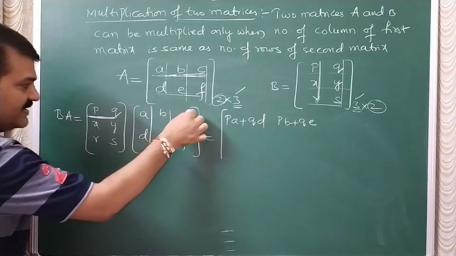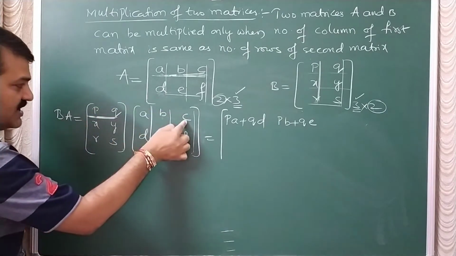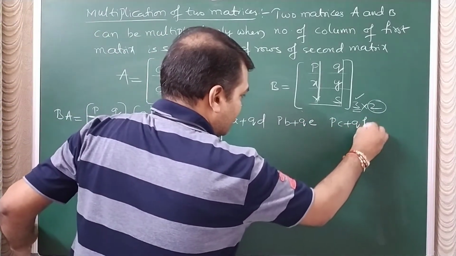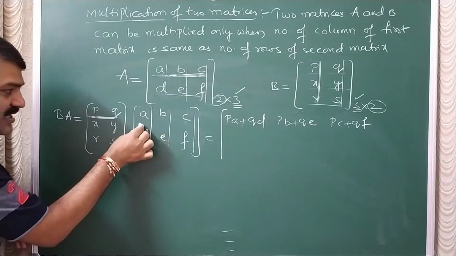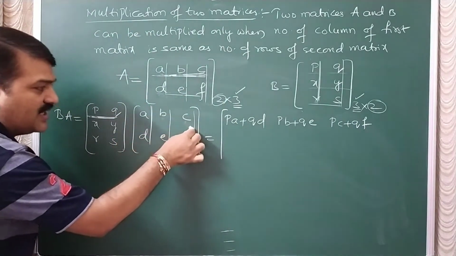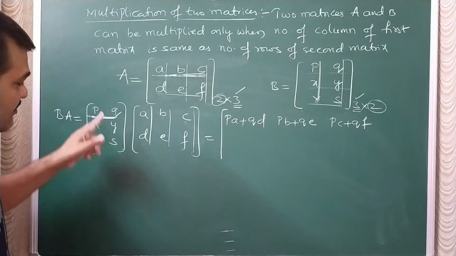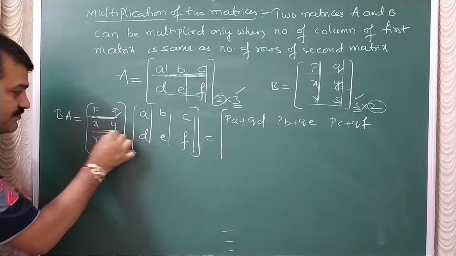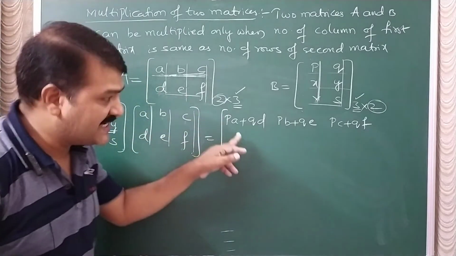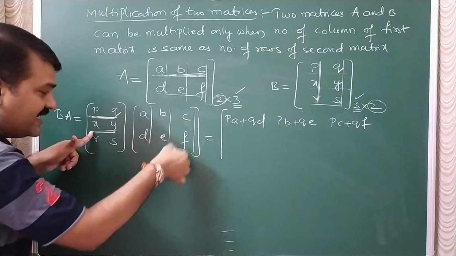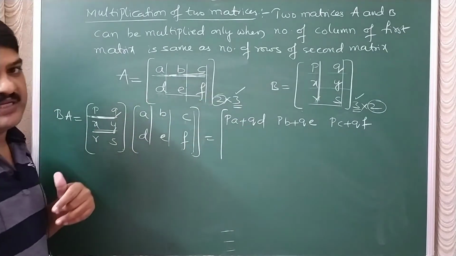First row multiplied with next column, P into C plus Q into F. So first row multiplied with first column over, second column over, third column over. So first row multiplication is completed. We will come to second row now. So we have to write in second row itself. So second row multiplied with first column, second column, third column, again we have to do like that.